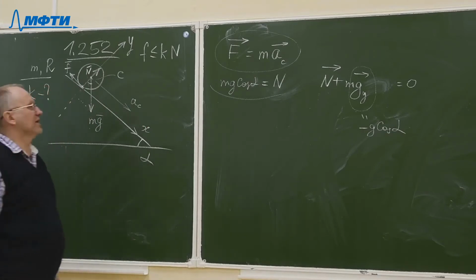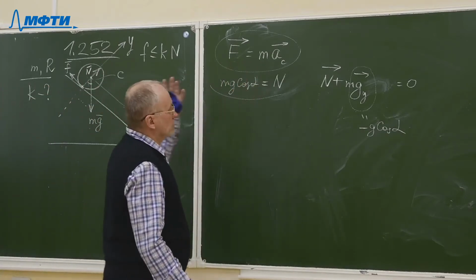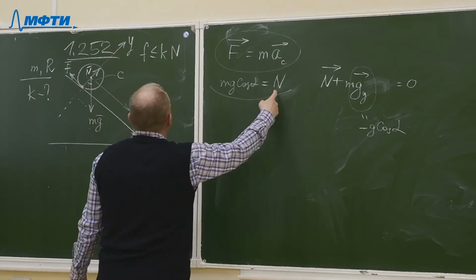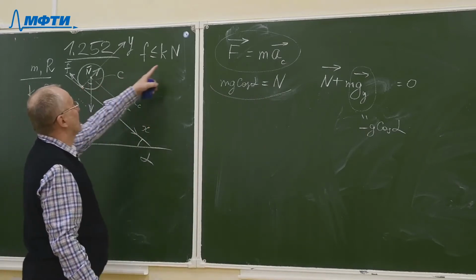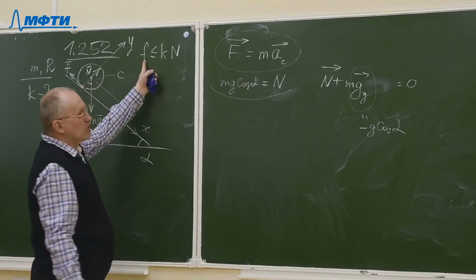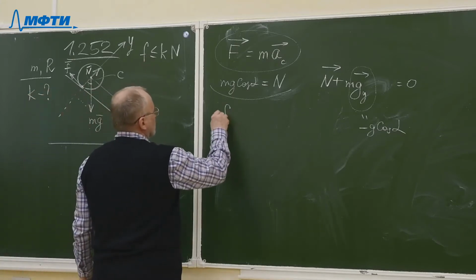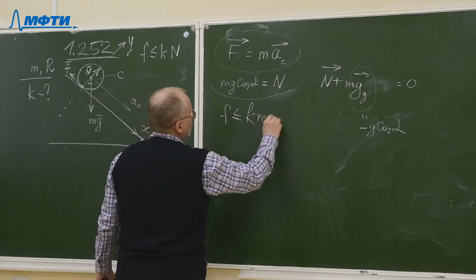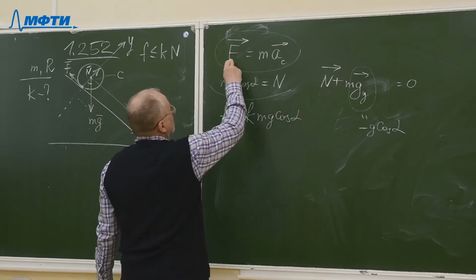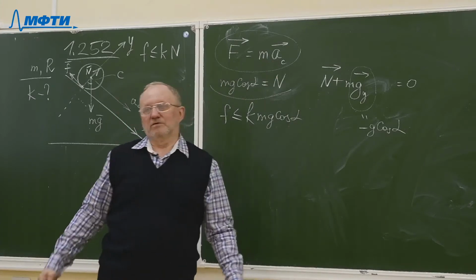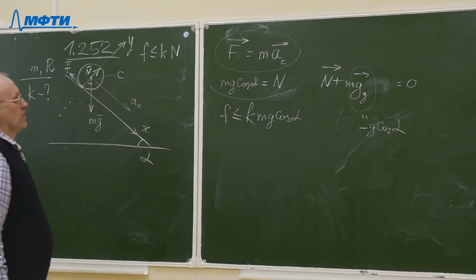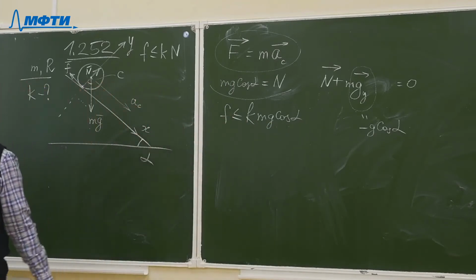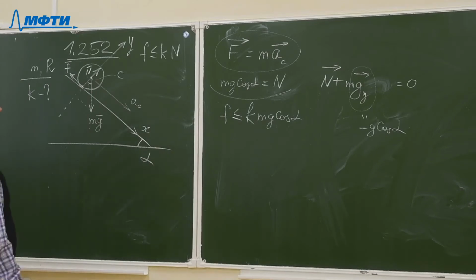That's it. Along one axis, 0 equals 0, nothing more. But that gives us an important relationship for the force of reaction of the surface, and that will help us find the force of friction finally. The force of friction will be less or equal to the coefficient of friction times N, and N is mg cosine alpha. So 0 equal to 0 is very useful because it gives us the relationship for the force of friction, which will be used in other places in the solution.